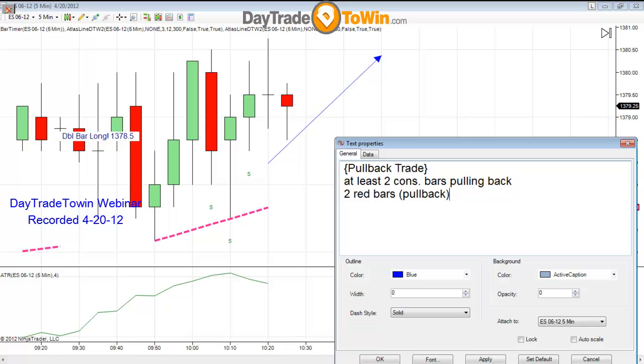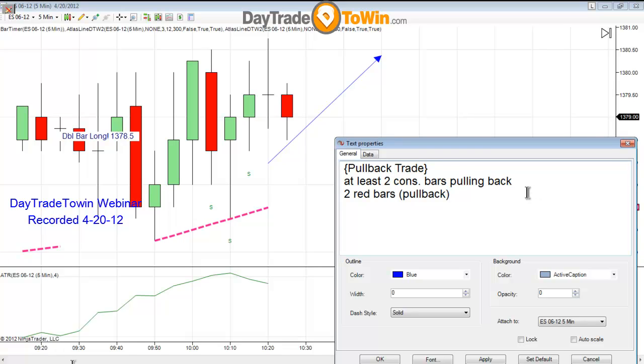All right, I know I want to go long. Where do I go long? Well, with proof, okay? So it doesn't matter, Lou, how many. It can be 10, doesn't matter. But you just need 2 to start off the trade. So once I have 2 red bars pulling back, I'm going to consider that a pullback, and then now I want my proof to go long.